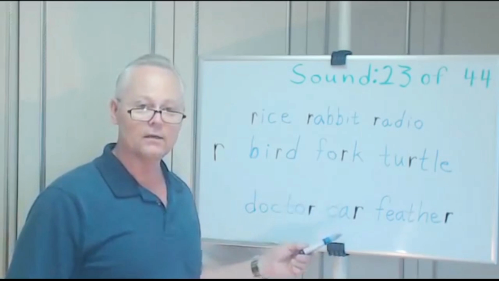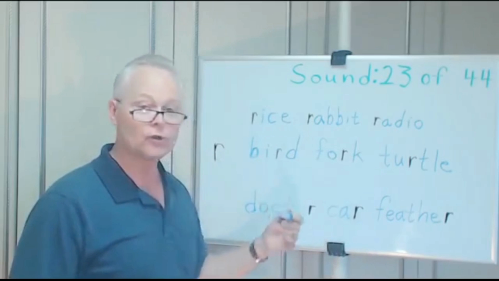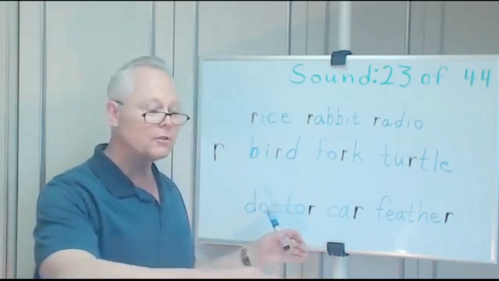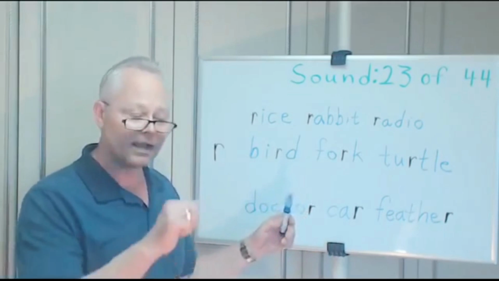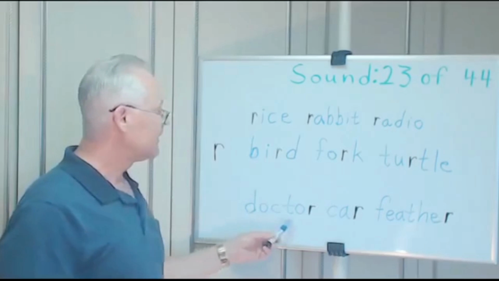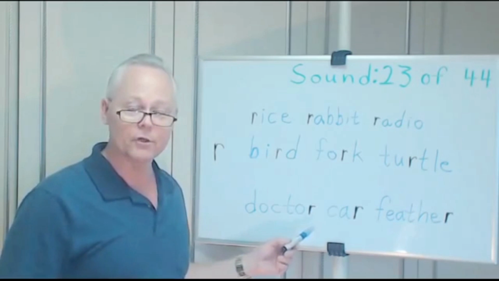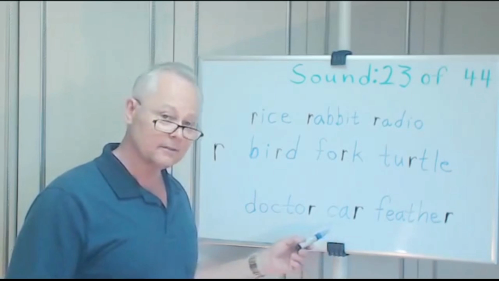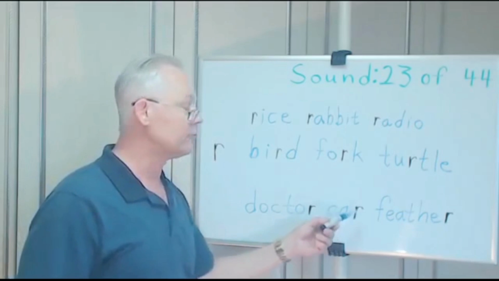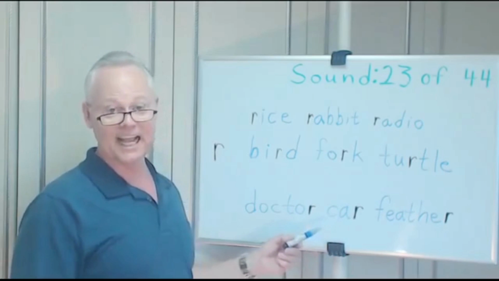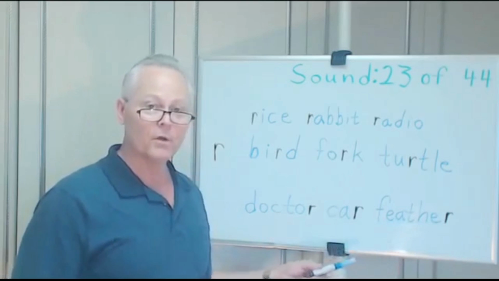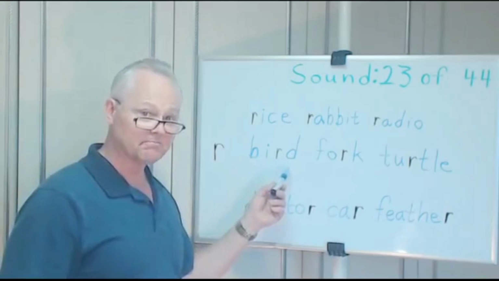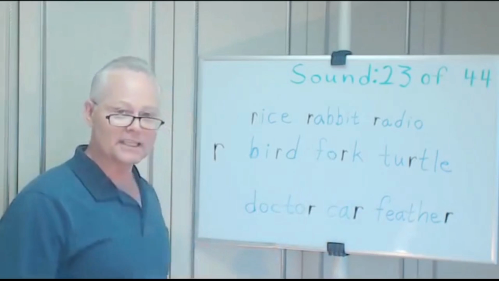A fork. Many people use a fork to eat. A turtle. Little round turtles in the ocean or a lake swimming around, sunbathing. They have a hard shell. A doctor. If you get sick, you may have to go see a doctor. A car. Do you have a nice car? Do you like driving to work in the morning? Do you drive your car someplace on the weekends just to relax? A feather. Where do we usually find feathers? On birds. That's it for this lesson.